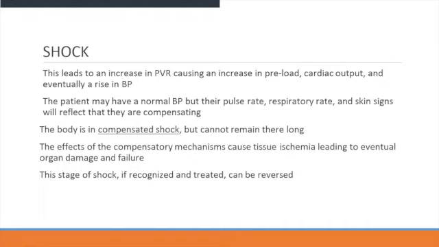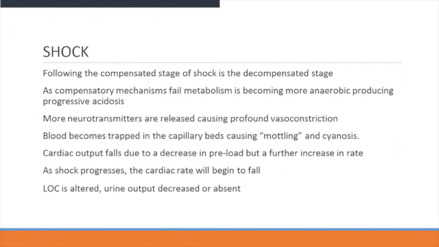The patient may have a normal BP, but their pulse rate, respiratory rate, and skin signs will reflect that they are compensating. The body is in compensated shock, but cannot remain there long. The effects of the compensatory mechanisms cause tissue ischemia, leading to eventual organ damage and then eventually to failure. This stage of shock, if recognized and treated, can be reversed. So this is during the compensated stages. Then eventually, the patient starts to go into decompensated.